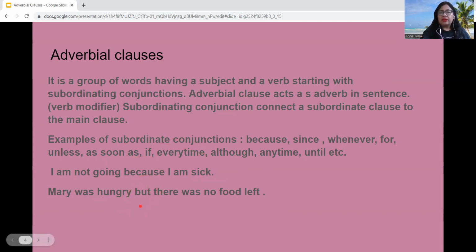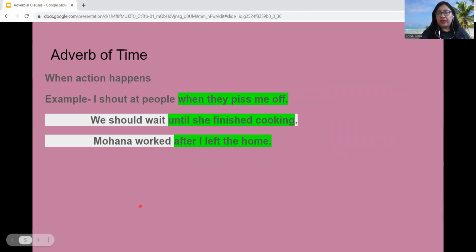Now let's go ahead. Let us see what are the different types of adverbial clauses. Today we are going to do only a few of them and I'll be continuing this. So first is the adverbial clause of time. As it suggests, it's of time, that means it is going to tell you at what time that action happened.